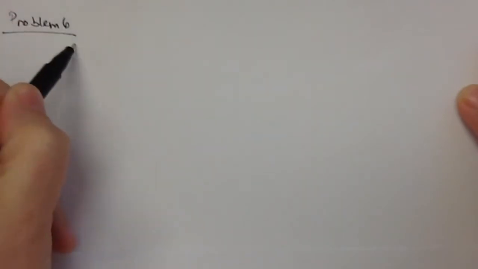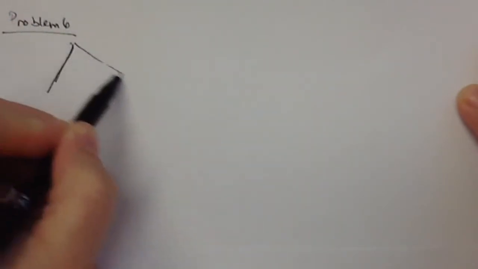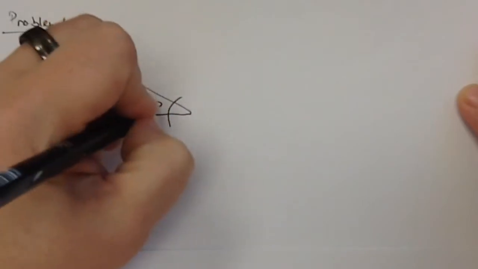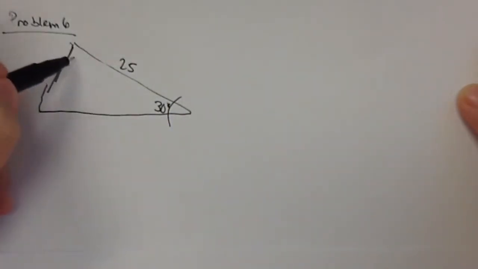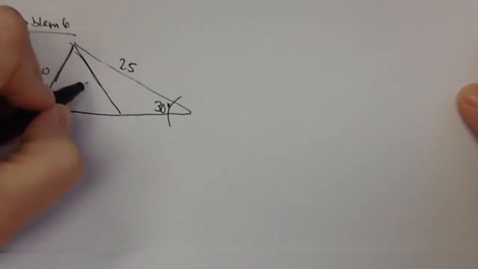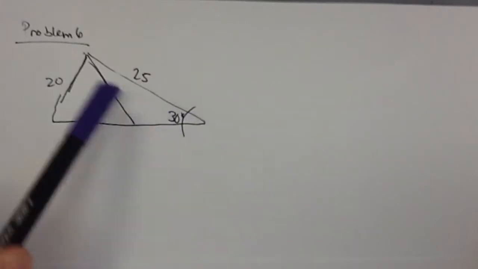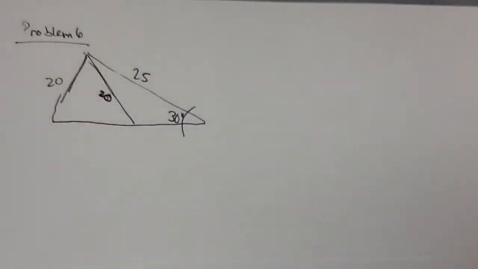So again, this is problem 6. We're trying to find angles. So there's this outer triangle, right? And we know that this side is 20, this side is 25, and this angle is 30 degrees. And then there's an inner triangle where this is also the length 20. Okay. So, what's interesting here is that in this triangle, we have side, side, angle, okay?